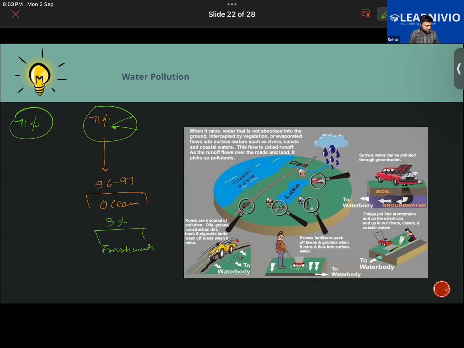Give me a moment. Actually, I will have to change this pen. It discharges very quickly.